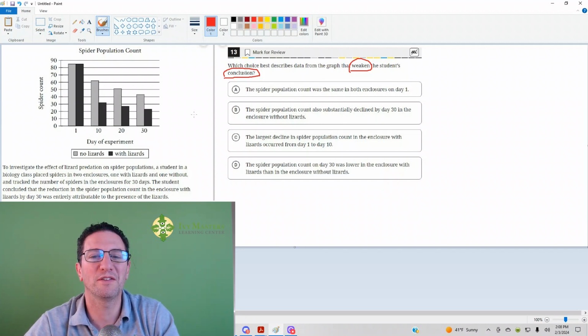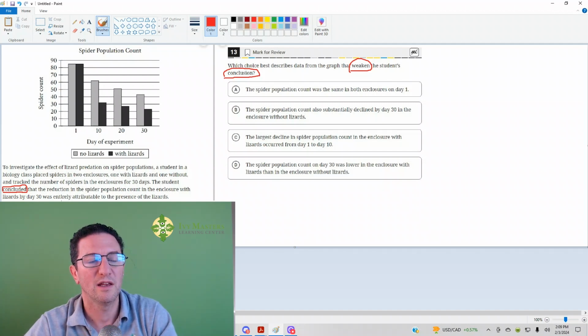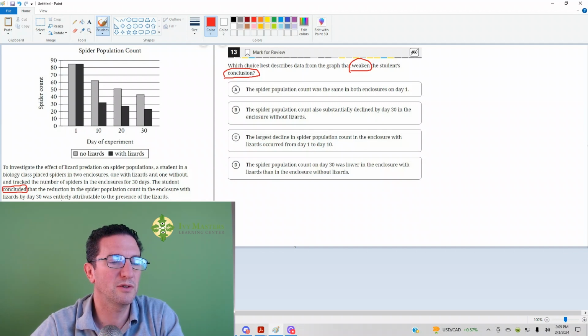So I'm going to say again what I said before. We've got to focus on what the passage is saying, particularly the last sentence, and what the question is asking for. So we read, to investigate the effect of lizard predation on spider populations, a student in a biology class placed spiders in two enclosures, one with lizards and one without, and tracked the number of spiders in the enclosure for 30 days. The student concluded, so on test day you've got your annotate feature. You double click on concluded, hit annotate, it'll highlight, it'll give you an option to make a note, but we don't want to waste too much time.